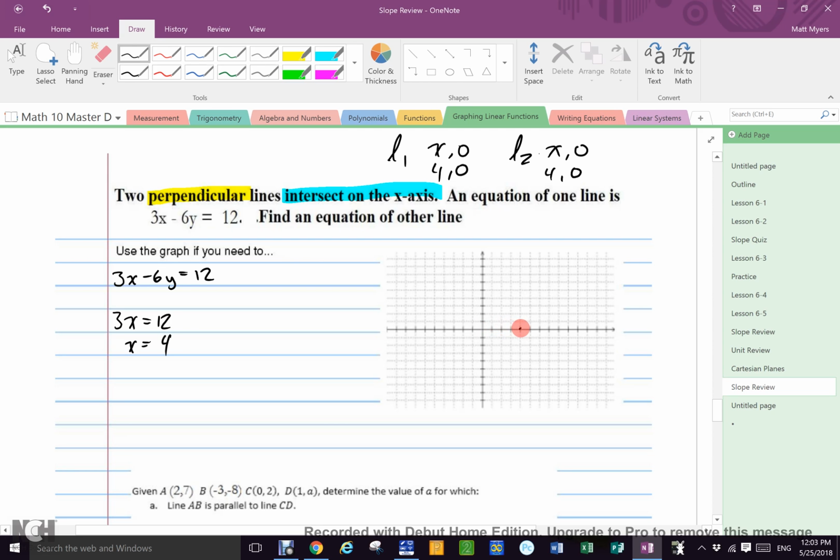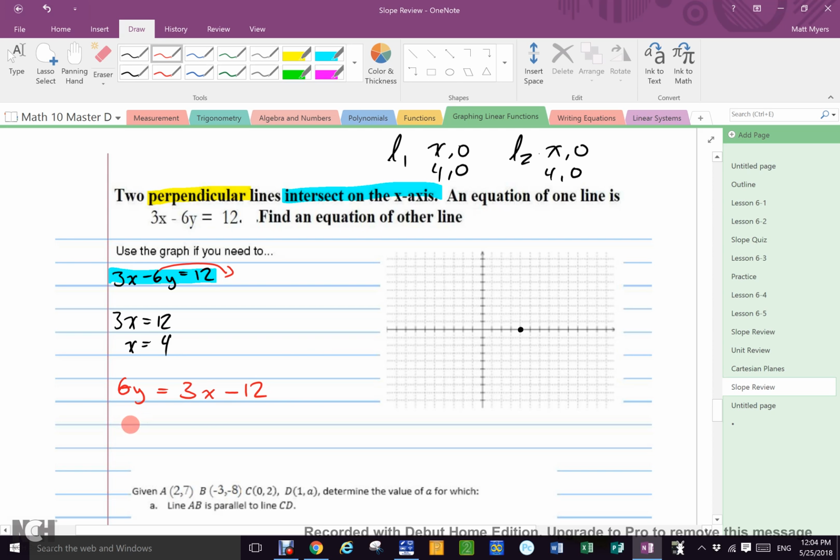1, 2, 3, 4. Is everybody cool? Now, I know one of the lines goes through there. I know the other line goes through there with a perpendicular slope. Yes? Do I know how to make that give me a slope? How? Isolate y. So, 6y, if I bring it over here, equals 3x minus 12. Correct? Is y isolated?